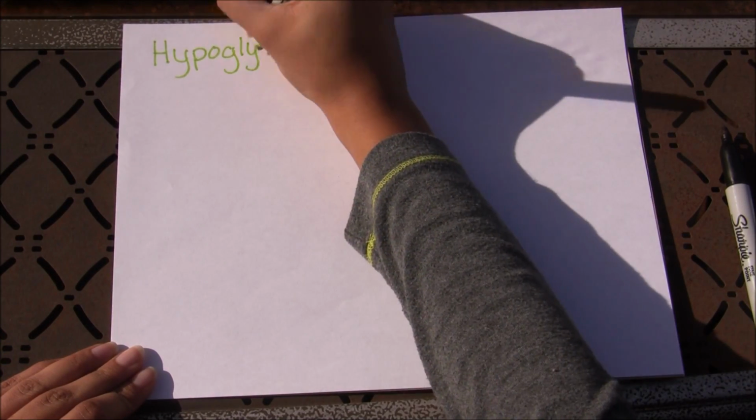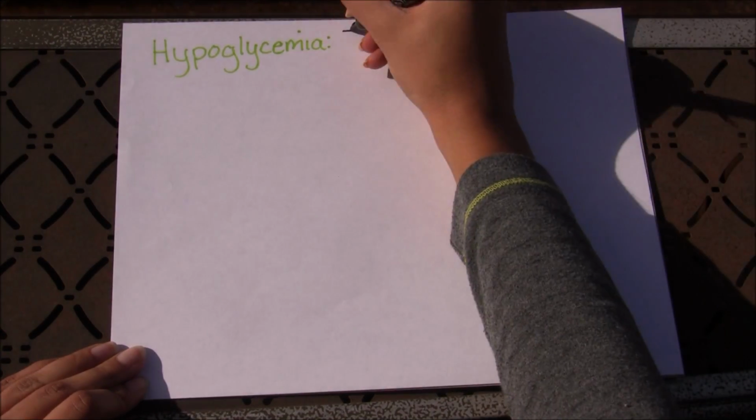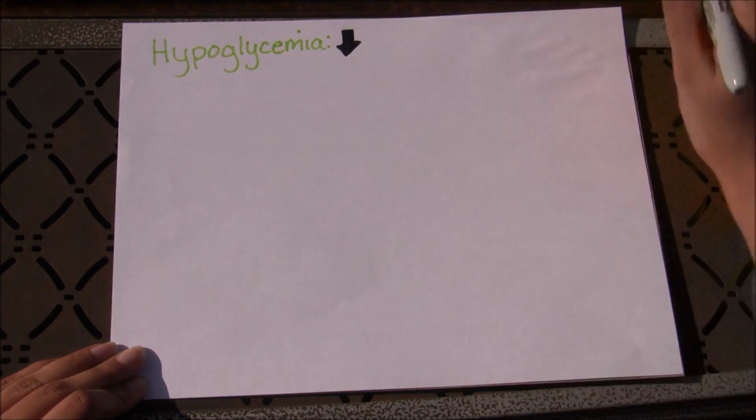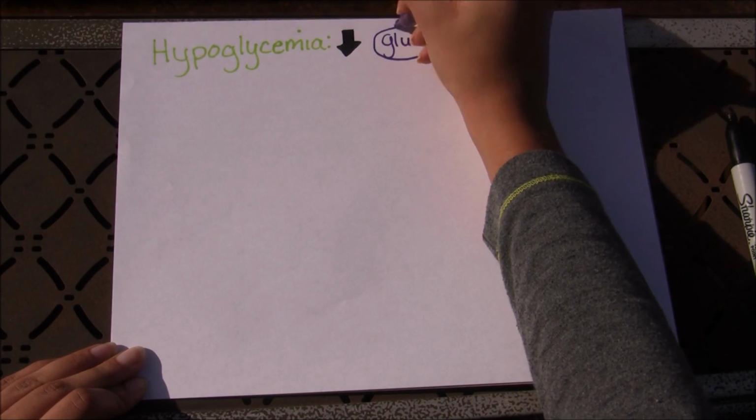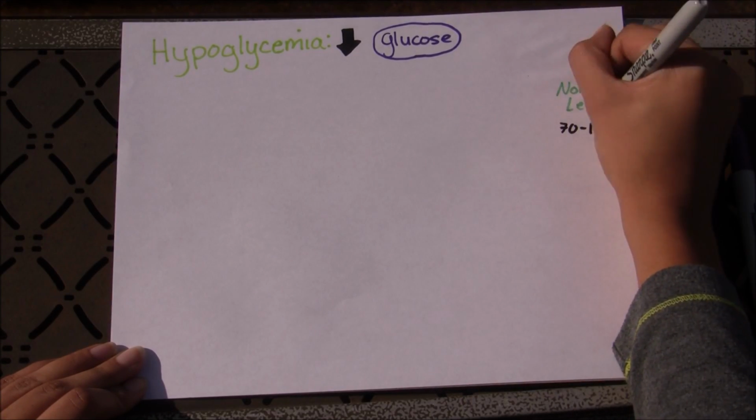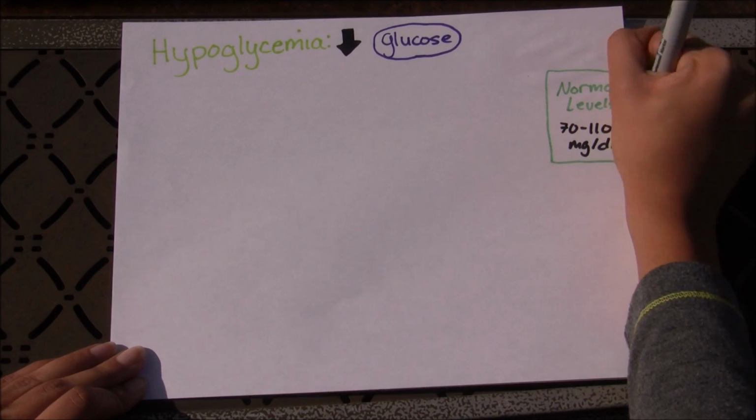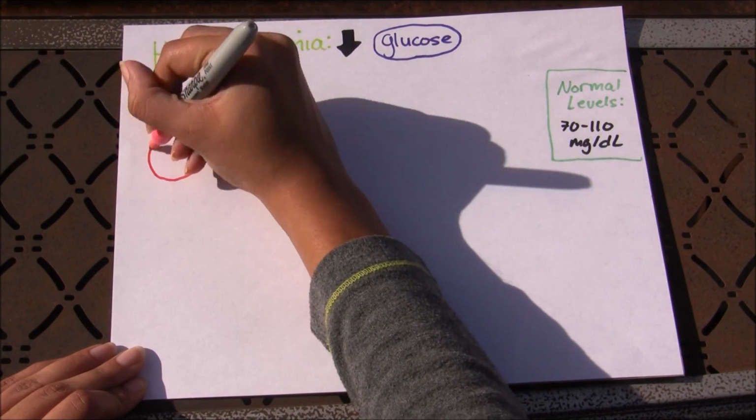Hypoglycemia is when the blood sugar is abnormally low. To prevent this, the body takes action when glucose levels fall below the range of 70 to 110 milligrams per deciliter. When this occurs, alpha cells in the pancreas detect that the plasma glucose levels are too low and increase secretion of glucagon.